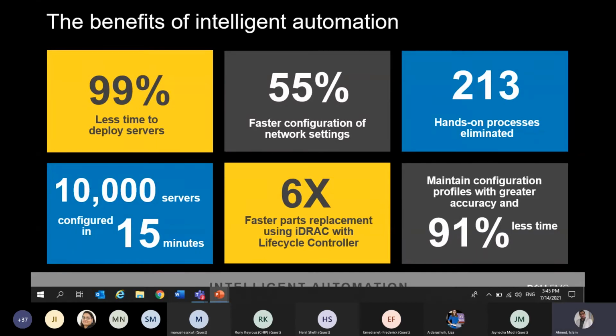6 times faster of the replacement using the iDRAC. If you have something to replace, it is 6 times faster than others for the replacement. That means less system downtime, and 91% less time to maintain the configuration profile and the accuracy.